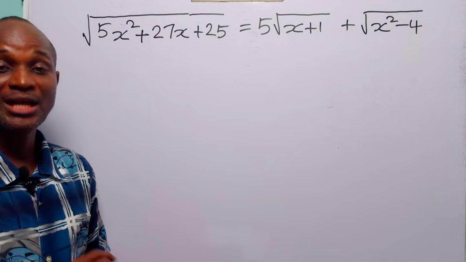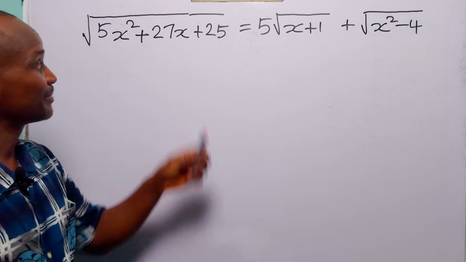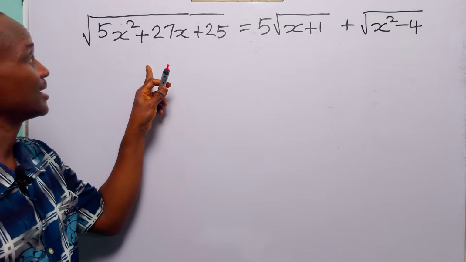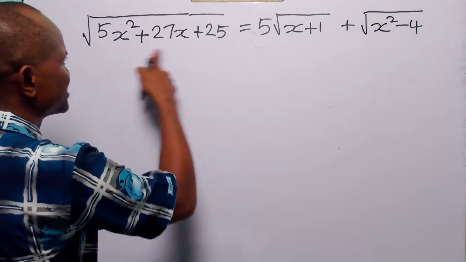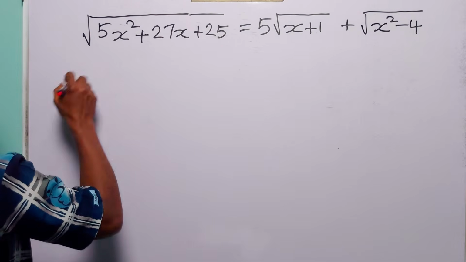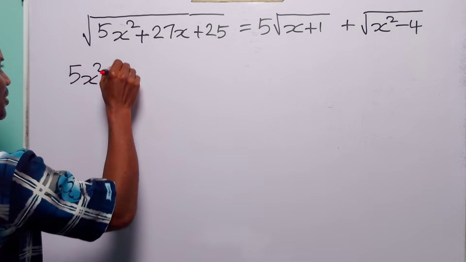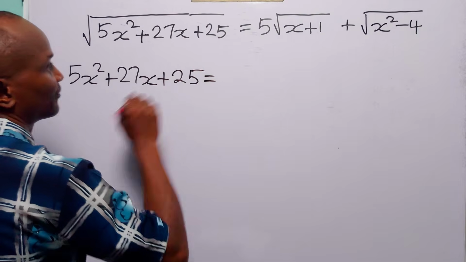Hello and welcome. To solve this radical equation for real values of x, let us start by squaring both sides of this equation. Of course, in doing this, we'll get rid of this square root on the left-hand side. Now, when we square the left-hand side of this equation, we have 5x squared plus 27x plus 25.